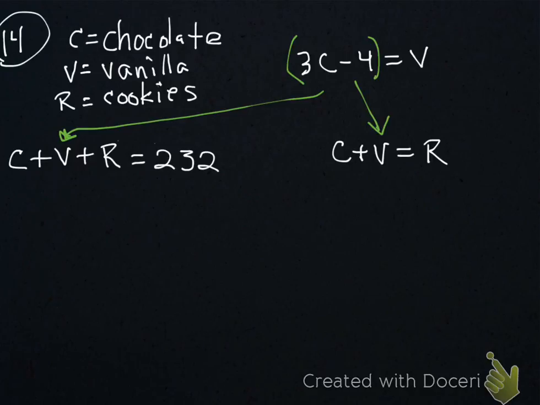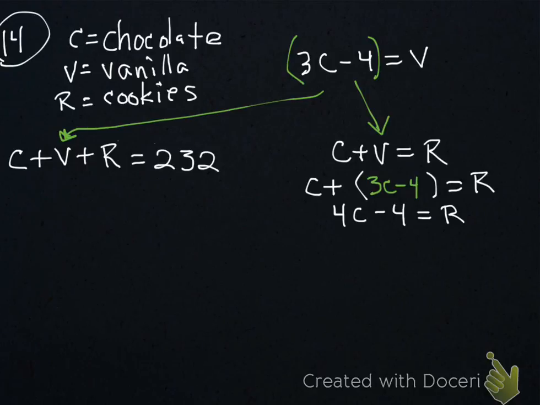So in that last equation, c plus v equals r, I'm going to plug in a value for v. And what I'm plugging in is the second equation that we wrote, 3c minus 4. So let's simplify that. c plus 3c, that's 4c, minus 4 equals r. Now I have an expression for r in terms of c, and an expression for v in terms of c. So let's plug both of those into the other equation.